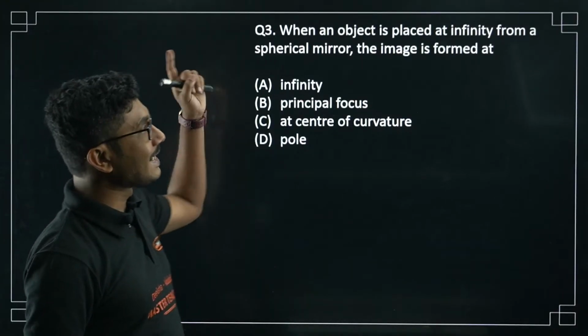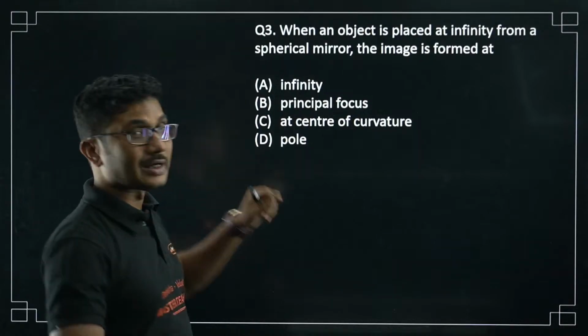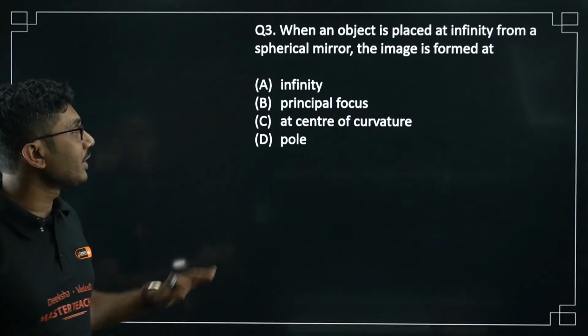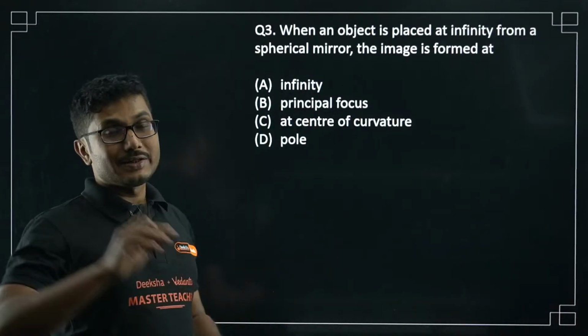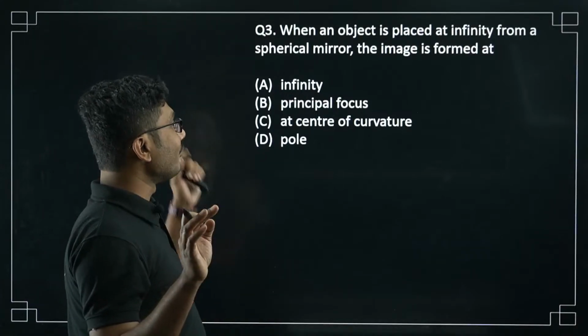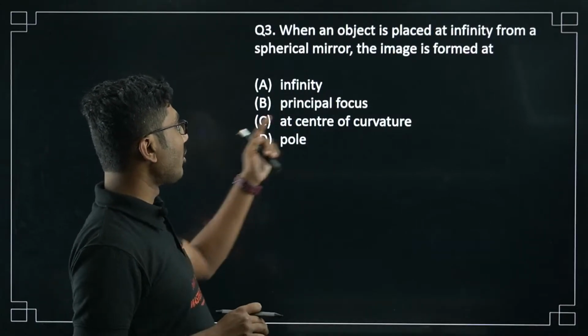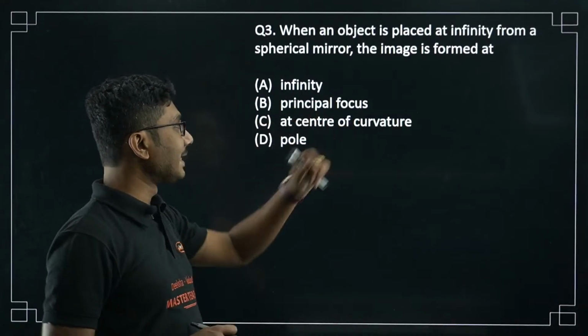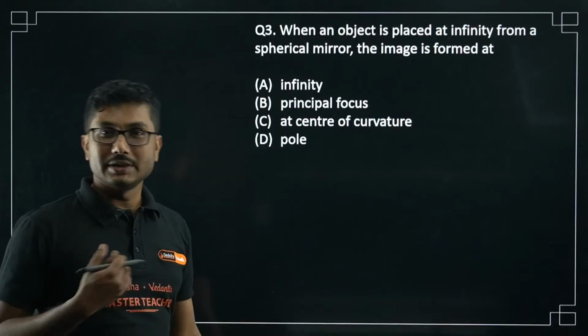So the object is at infinity from a spherical mirror. What type of spherical mirror is not mentioned, but the object distance is given as infinity. So where will it form? It will form at infinity, at principal focus, at center of curvature, or at pole. Easy question.